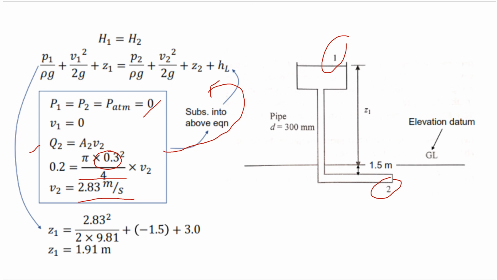So here we can determine the Z1. Okay, don't forget to add the head loss. Head loss must be at point 2, so head loss is added. So the head loss is 3. So you can get the Z1 as 1.91 meter.